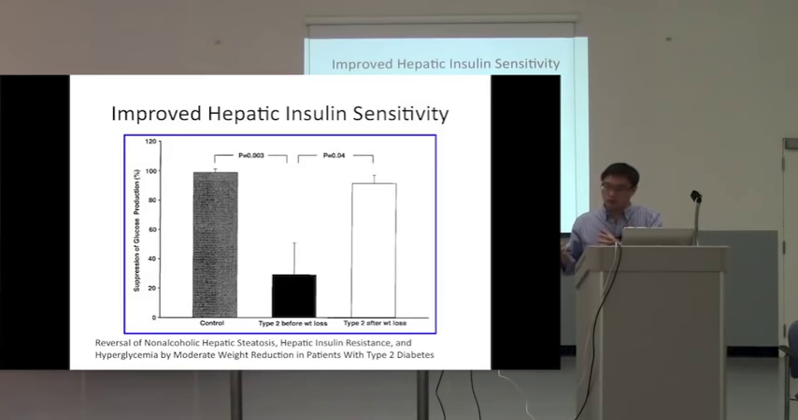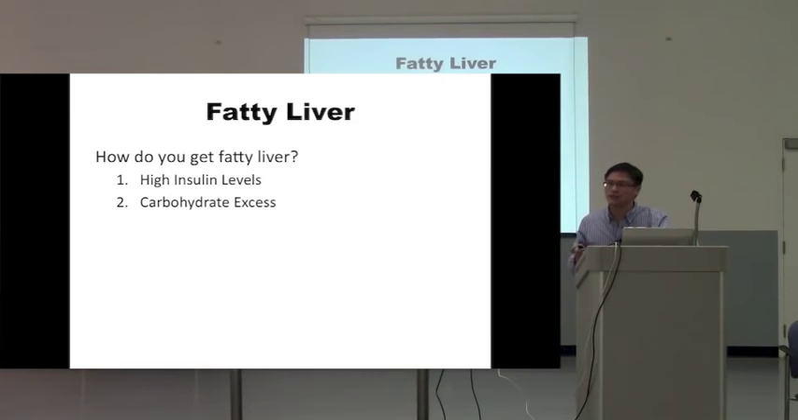So reducing the liver fat seems to restore the insulin sensitivity, which is really the heart of type 2 diabetes. That's what it is. It's not high blood sugars. It's insulin sensitivity. So how do you get that fatty liver in the first place? That's the question, right? And the answer is it's high insulin levels and excess carbohydrates.